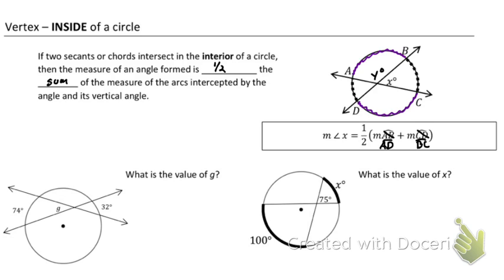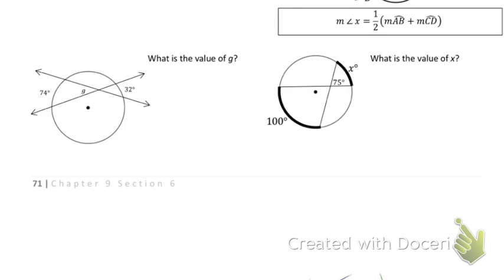I also do want to point out that these form vertical angles. So if you find one of these, you found the other one. If you found one of these, plus 180 equals that. So you just find one of them and you have all four of them. Okay, so if two secants or two chords meet up and they form an angle, we just need to add and divide by 2. So for example, this one, what is the value of G?